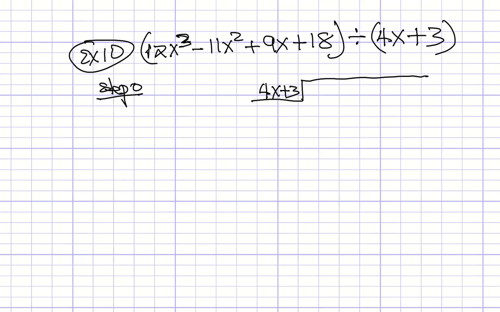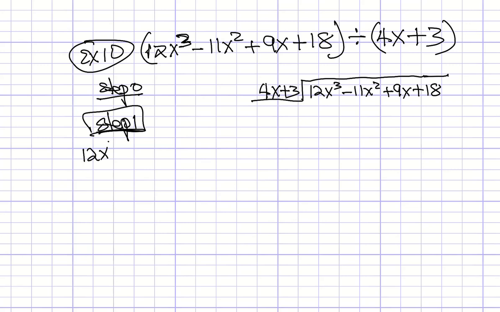Draw down 12x cubed minus 11x squared plus 9x plus 18. Okay, and then we'll start with step 1. Okay, where is step 1? We'll say 12x cubed over 4x.